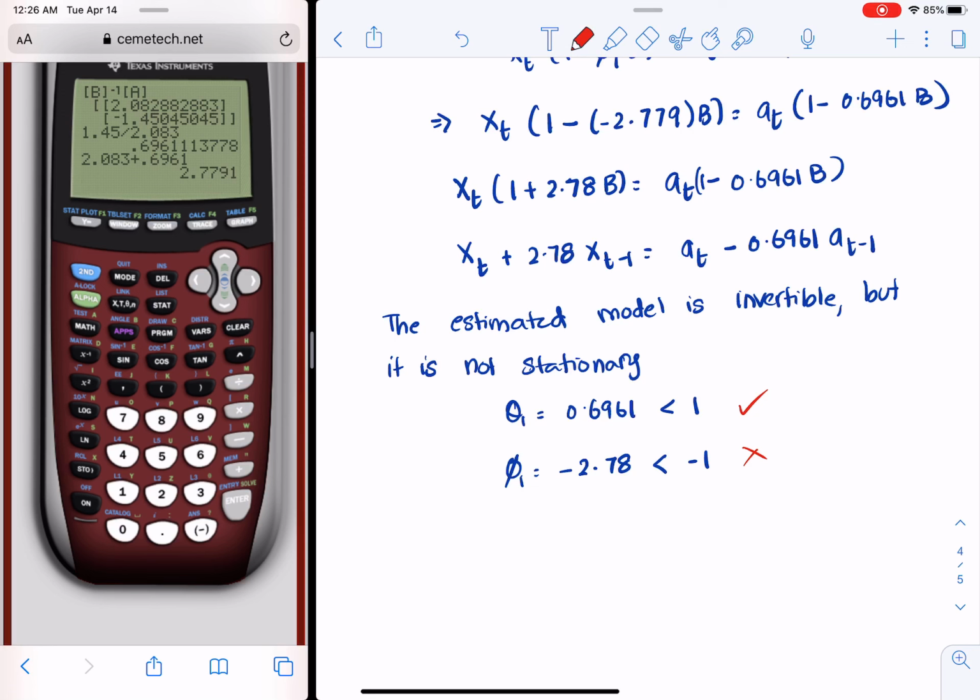Oftentimes, when we do Yule-Walker estimation, it so happens that the model that we estimate may not be stationary. It is a common thing that happens, which is why we have other estimation techniques such as Burg's estimation and innovations algorithm and so forth. But the easiest one is a preliminary estimate that we obtain using Yule-Walker equations.